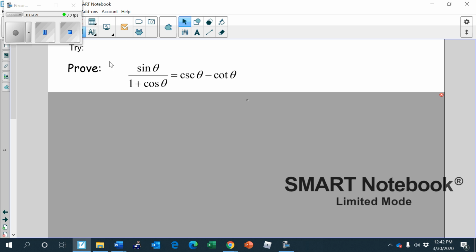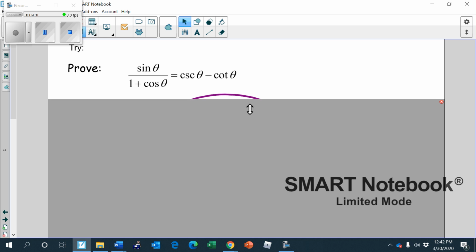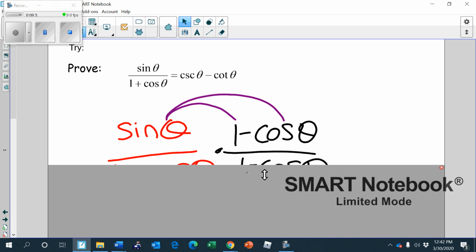This one is, again, I put this as a try because what I want you to do is try using the conjugate. All right, so take as long as you need for that, pause it, and then come back to me. All right, if you're back, here you go. This is what it looks like.